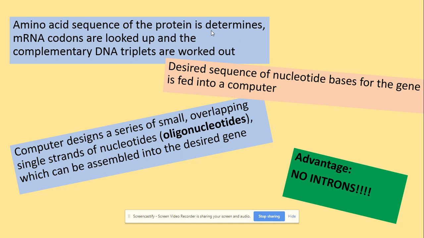The advantage of using gene machine is the fact that we will not get any introns. So no introns in this process. Right, so that's everything for the production of DNA fragments. So we had reverse transcriptase, restriction endonuclease, and gene machine.